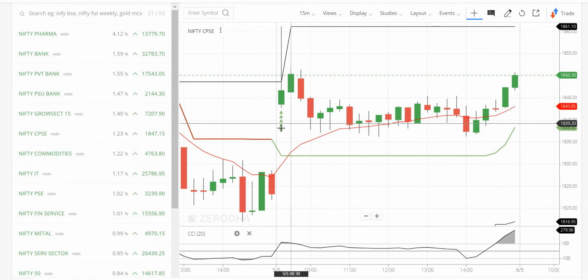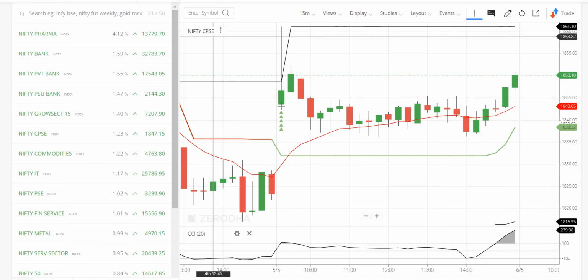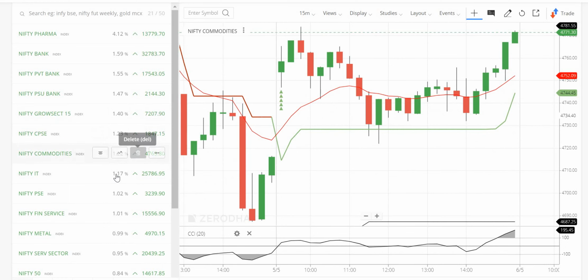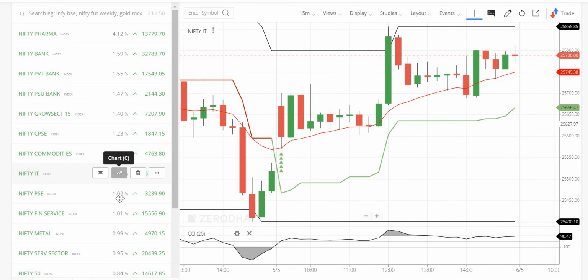But okay, look here. There was one index. Which one is it? It is Nifty CPSE. It gapped up by a lot, but then it settled again. I'm not liking this big spike here, so I might not even go for this index. So in this one, I'm just going to watch each one of these.